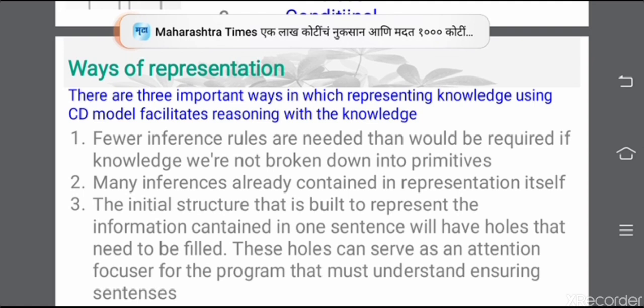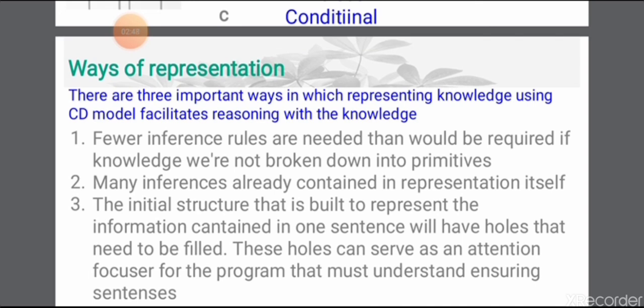Inferences, the presence of inferences: if your sentences already have a number of inferences present in them, you can easily represent the knowledge with the help of CD. The last way is that the initial structure that is built to represent the information contained in one sentence will have holes that need to be filled.